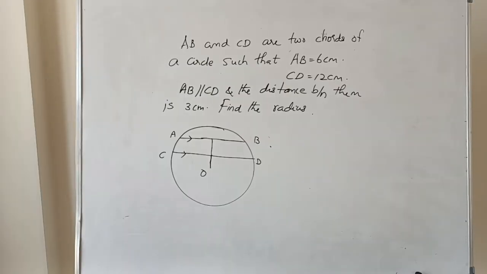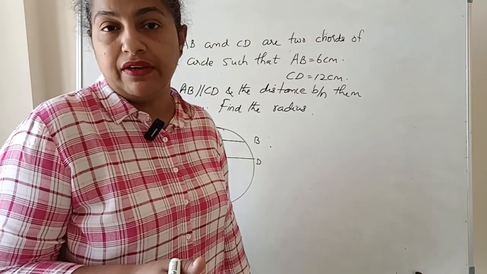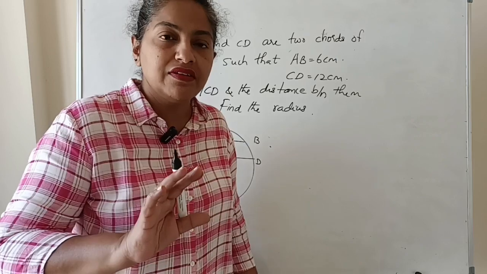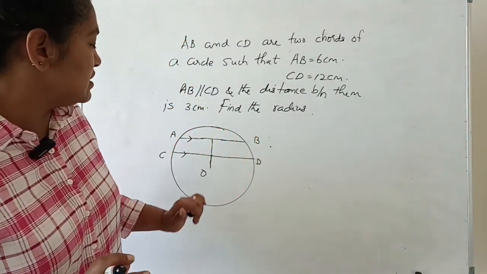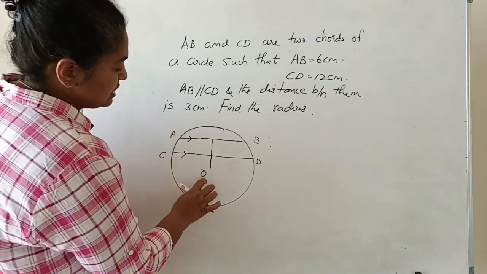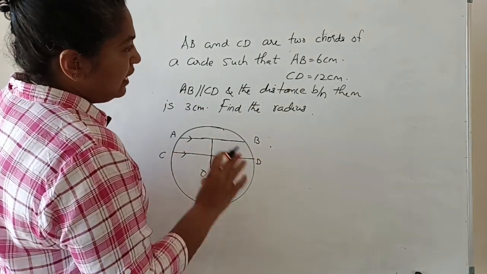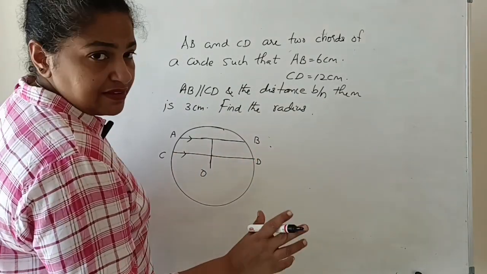Now let us see this sum. AB and CD are two chords of a circle such that AB is 6 and CD is 12. They are parallel and the distance is given to you. Find the radius. Now this is a slightly different form of the previous sum that we did. You know, just the data that is given to you has been altered a little. So the diagram is this. CD is 12 centimeter. O is the center. AB is drawn. And it is said that the distance between them is 3 centimeters.